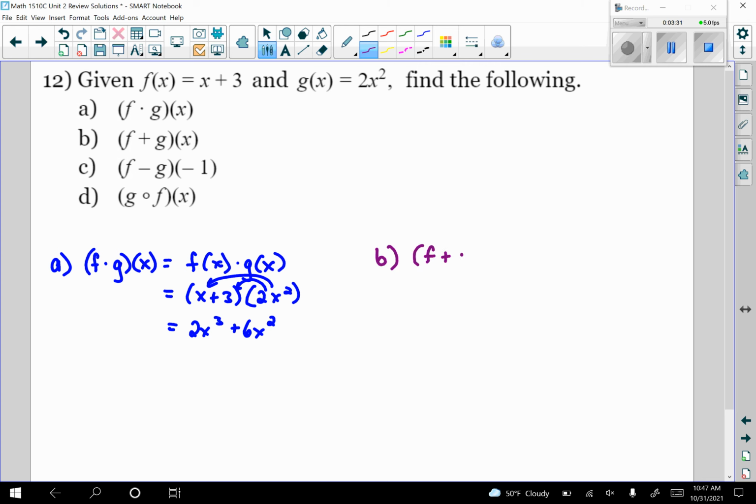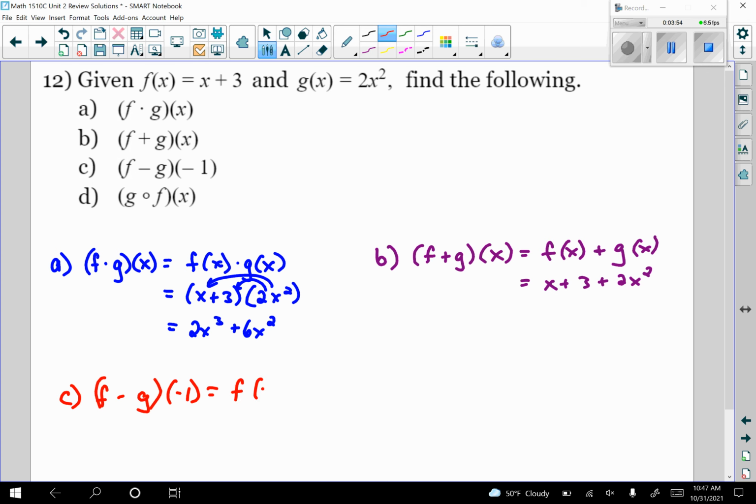For B, f plus g of x means f of x plus g of x. So this becomes x plus 3 plus 2x squared, and there's really nothing we can do with it. You could write it 2x squared plus x plus 3, but that's it. For C, f minus g of -1 means f of -1 minus g of -1. So f of -1 becomes -1 plus 3 minus g of -1, which is 2 times -1 squared. So we're going to get 2 minus 2 times 1, that's 2 minus 2, so that's 0.